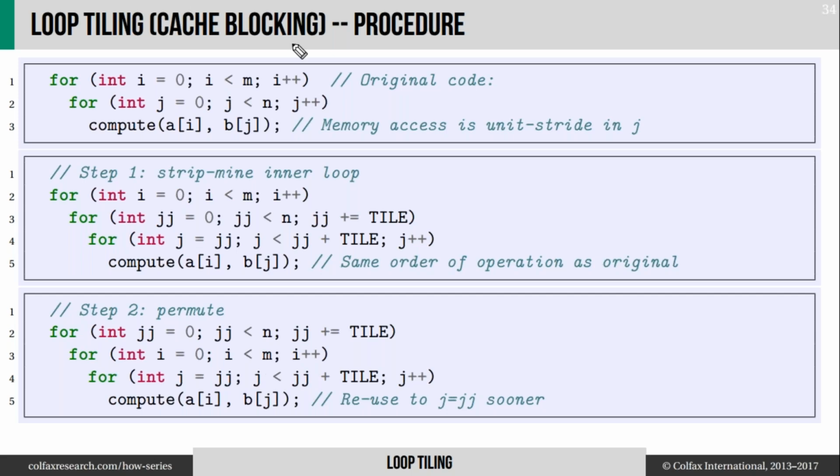Typically, when you do this permutation, strip mine the inner loop and permute the outer loops, you will want the tile to be of order hundreds or thousands if you're dealing with single precision or double precision numbers. These numbers are simply comparable to the size of the level 1 cache, sometimes level 2 cache.